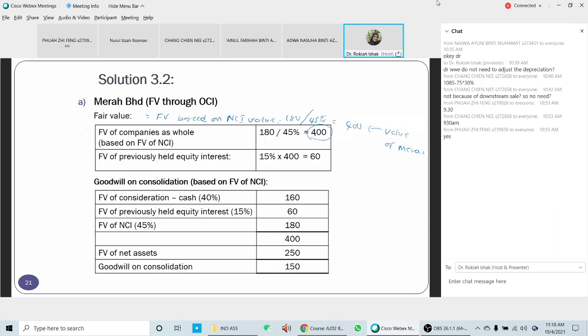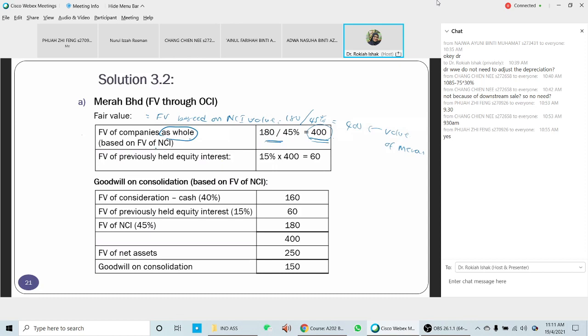But in the question it's already given. If it's not given, this is the formula to calculate the fair value of the company as a whole. How are we going to calculate here? We use the fair value of the NCI as a base for the calculation. So the formula is the value of the NCI divided by the NCI portion, 45%. So you're going to have 400. But in this question it's already given. This is the way to calculate the fair value of the company.